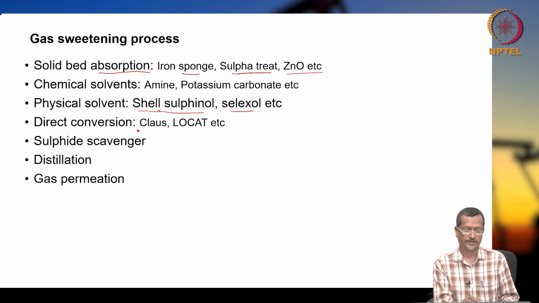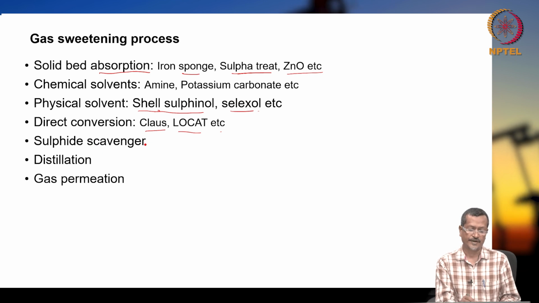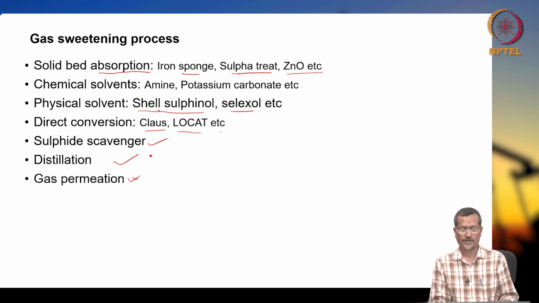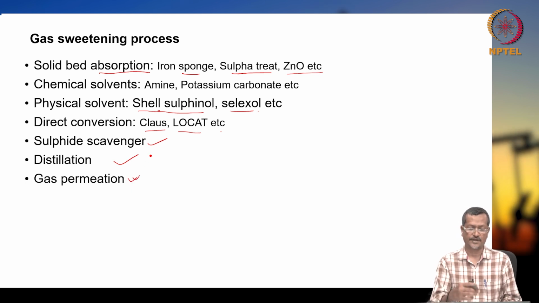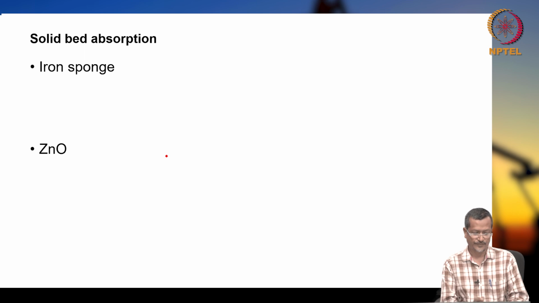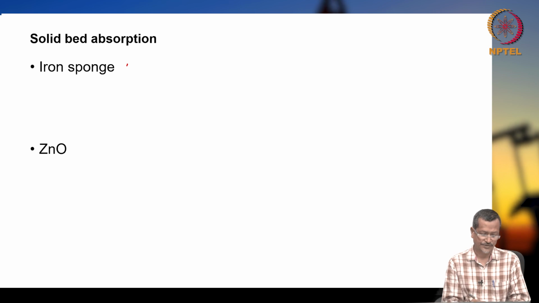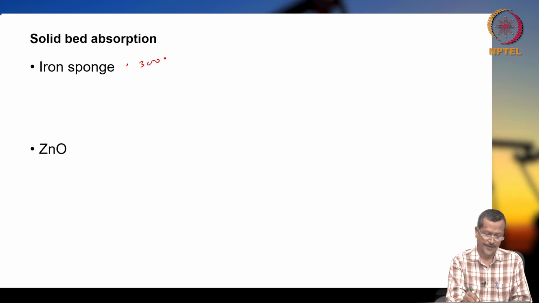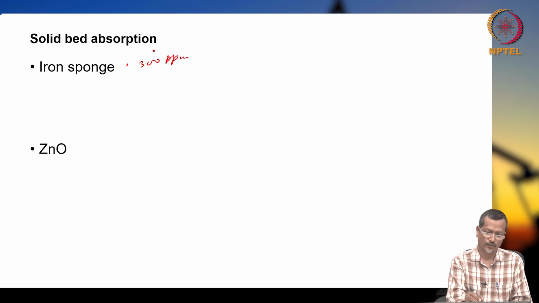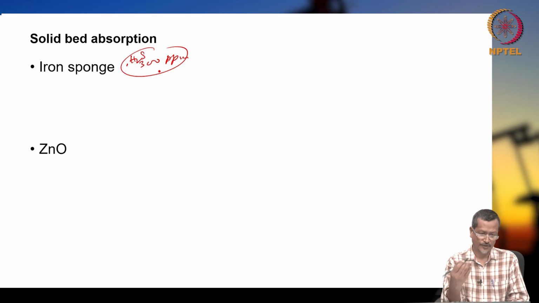Direct conversion: the Claus process and LOCAT process directly convert H2S into sulfur and hydrogen, and in that way they remove it. Sulfide scavengers, distillation and gas permeation can also be done, but because our lecture time is limited, I cannot discuss everything, but a few things we will discuss. First, solid bed absorption, the iron sponge. This process is applied to low hydrogen sulfide concentration, around 300 ppm. In that case you can use iron sponge.